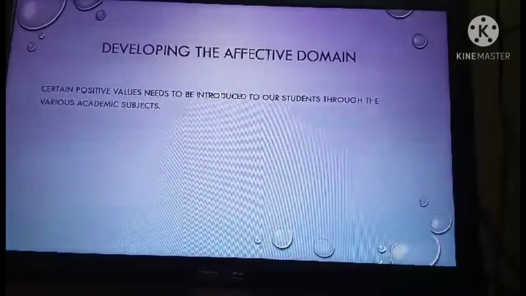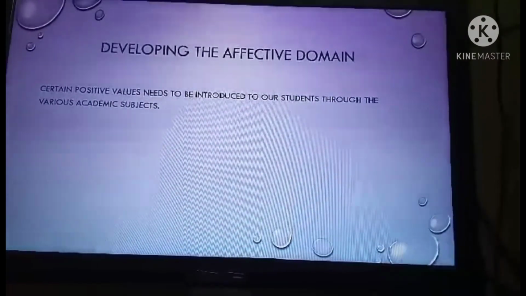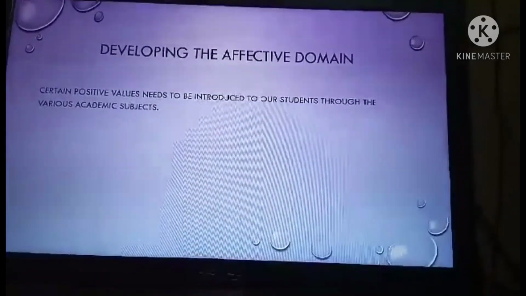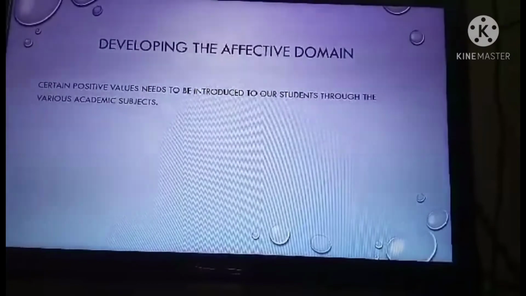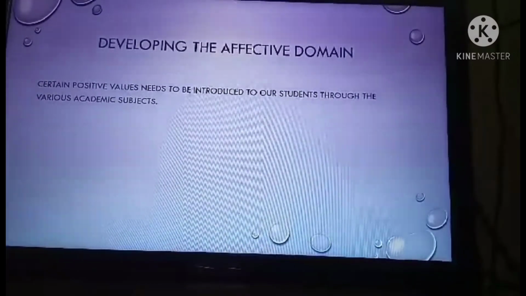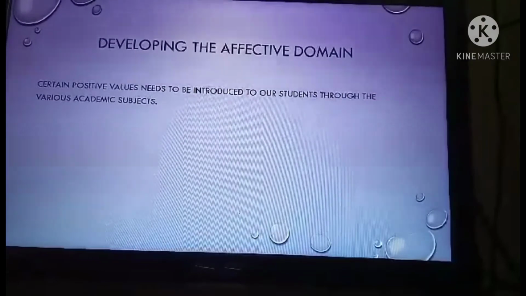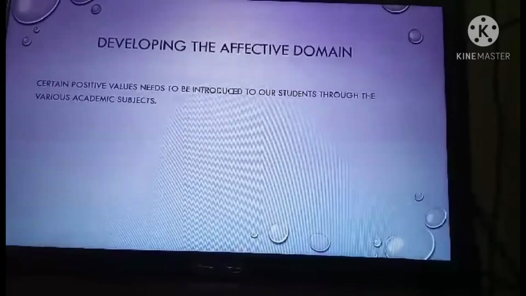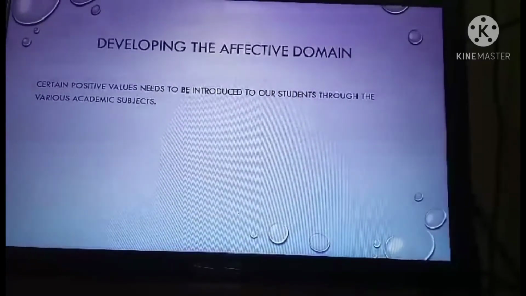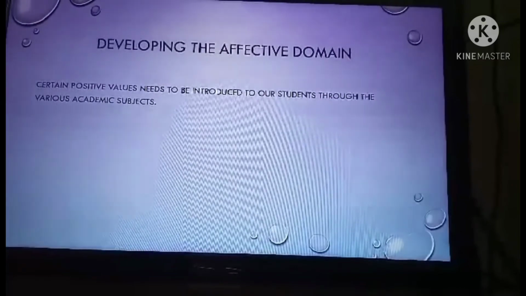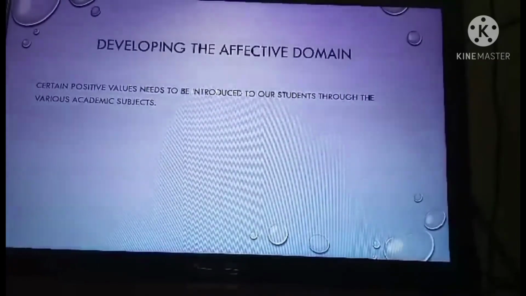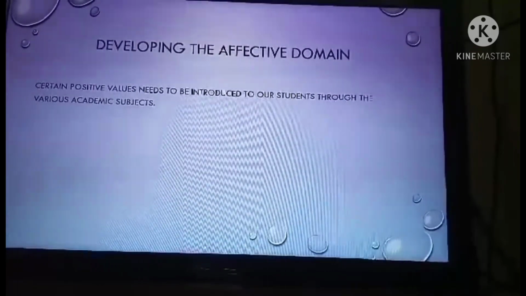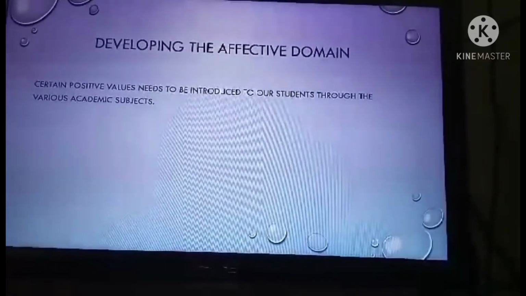Developing the affective domain. Certain positive values need to be introduced to our students through the various academic subjects. For example, a mathematics teacher can develop and instill the values of self-discipline, honesty, and integrity in his lessons. It is well known that mathematics, apart from its utilitarian function, develops disciplined minds and forces students to think logically. A way to do this would be to study the lives of great mathematicians whose works inspire the students.